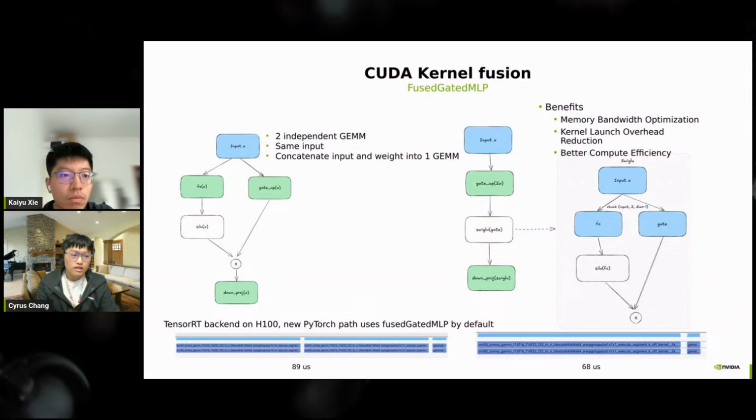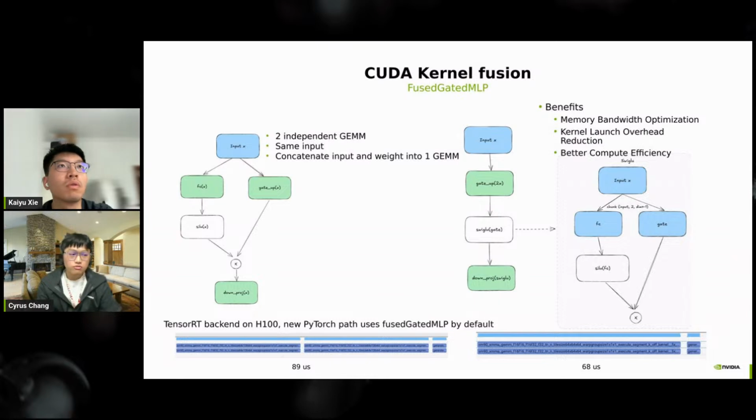The workflow of the original gated MLP is that the input X will be sent to two different matrix multiplications, the fully connected FC and the gate-up projection. The result of the FC kernel will be sent to the activation, and the result of the activation will have the element-wise product with the result of the gate-up projection. Then the result will go to one more layer, which is another matrix multiplication, the down projection GEMM.